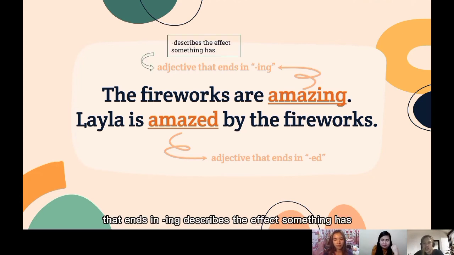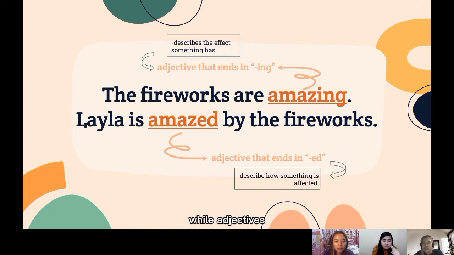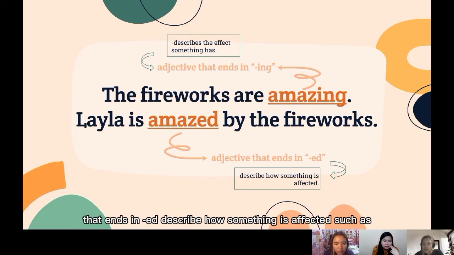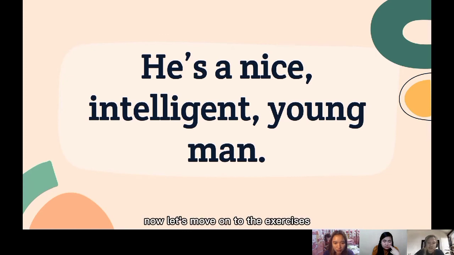Now, adjectives that end in ing describe the effect something has, such as how the fireworks caused amazement to those who are viewing the fireworks, while adjectives that end in ed describe how something is affected, such as how Lila is amazed by the fireworks. Now let's move on to the exercises, the final part of the presentation today.